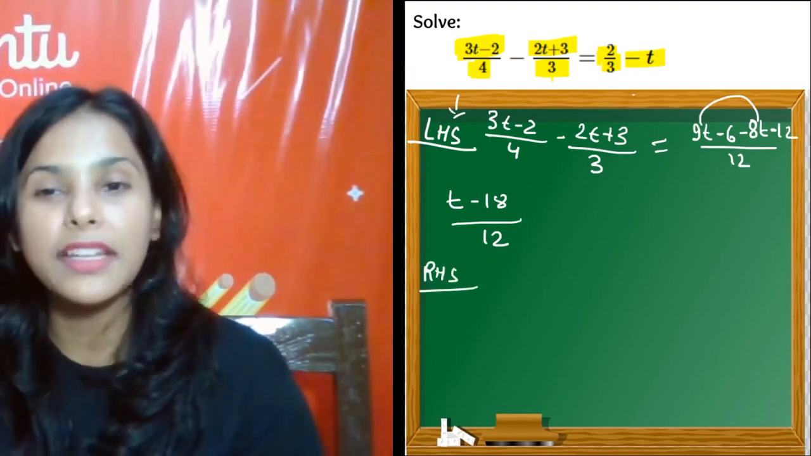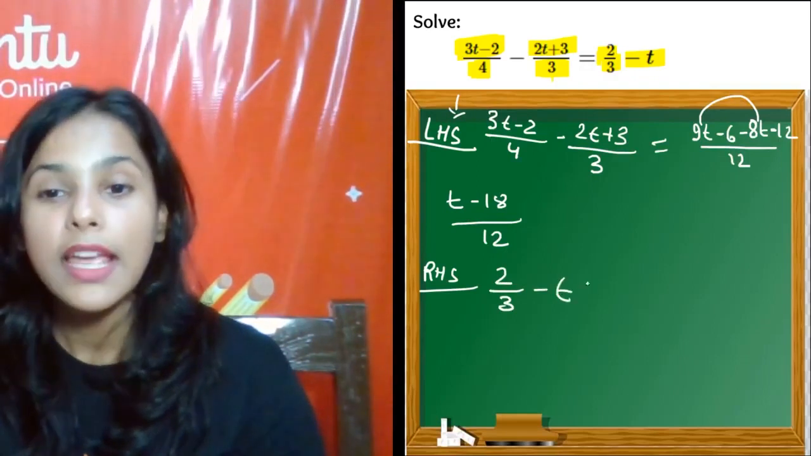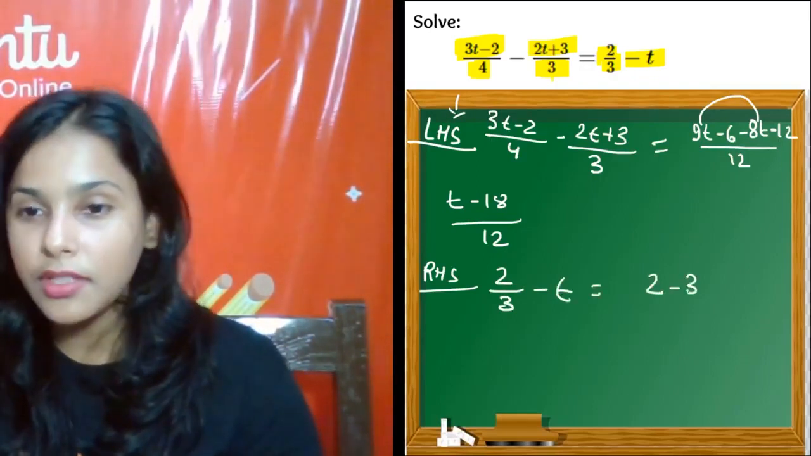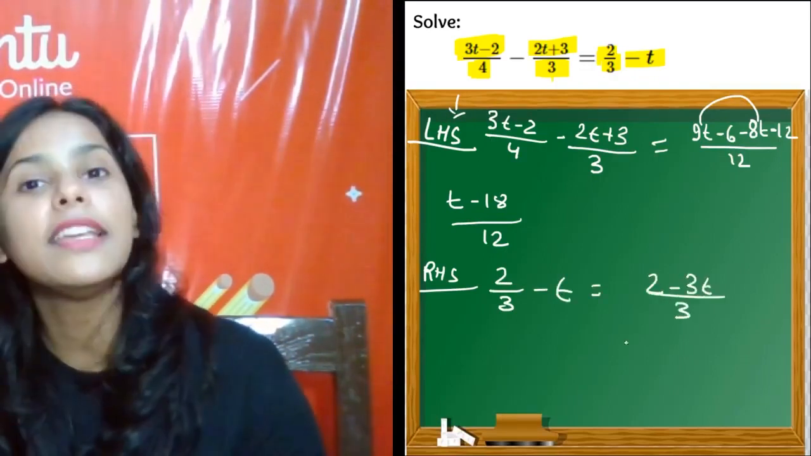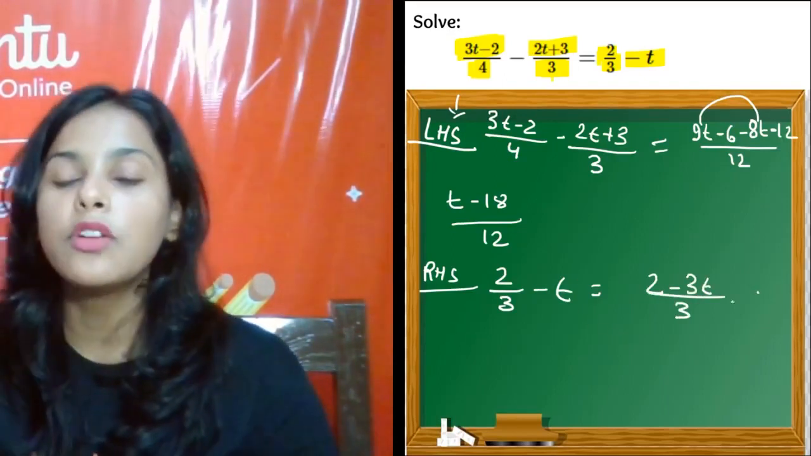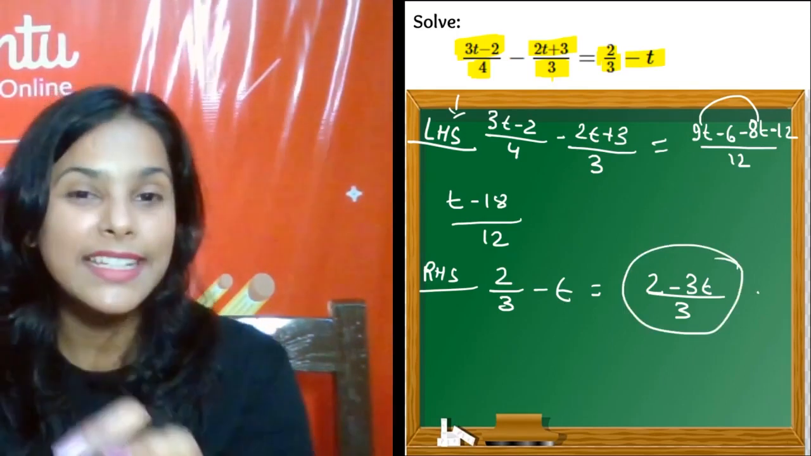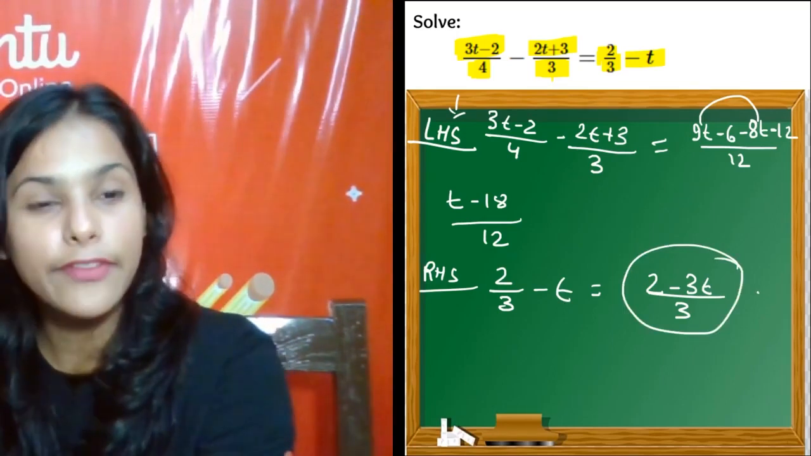RHS is 2t minus t. 2t, 2 by 3 minus t is equal to 2 minus 3t upon 3. Done. Taking the LCM, 3 multiplied by t, equal. Now we got this as your RHS. Now can we quickly solve LHS and RHS? Yes. Can we solve this?